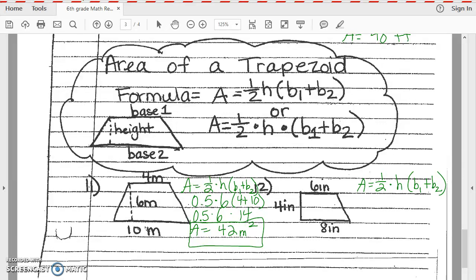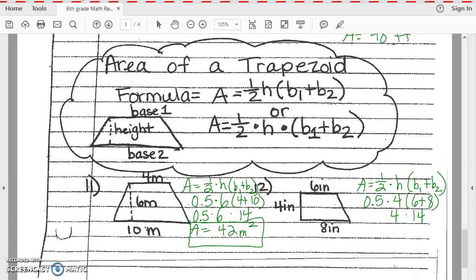Okay? So I'm going to bring down my half and change it into 0.5 times height, 4. And we know that 4 is it because it goes from base 1 to base 2. Okay? And then I'm going to do parentheses. Base 1 is? Base 2 is? 8. Okay, and then parentheses. I have it all set up and I'm ready to solve. According to order of operations, what will I do first? Parentheses. 6 plus 8 is? 14. And bring everything else down.